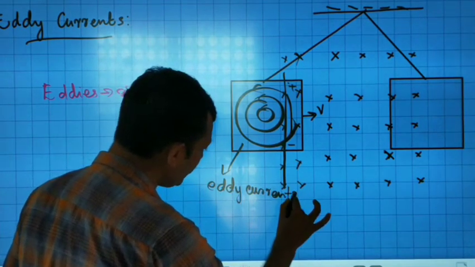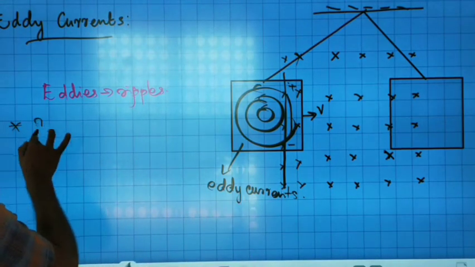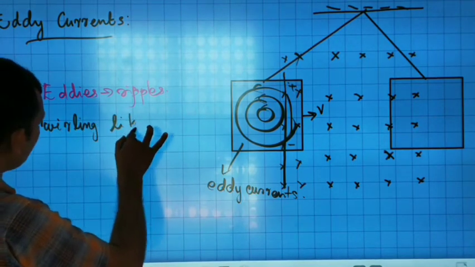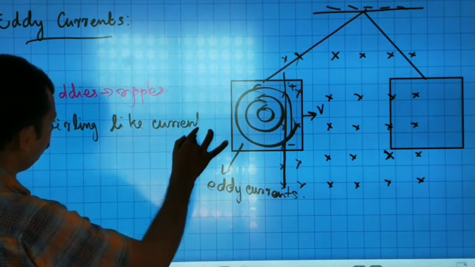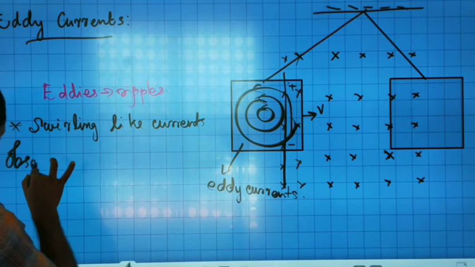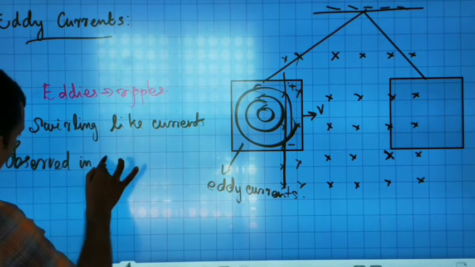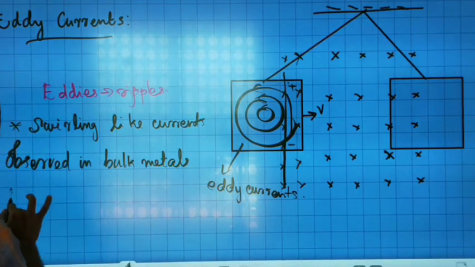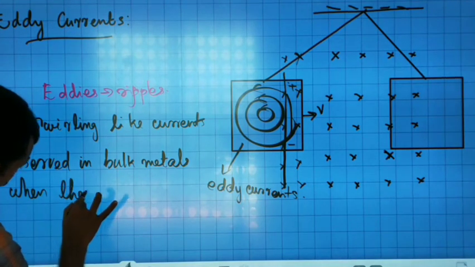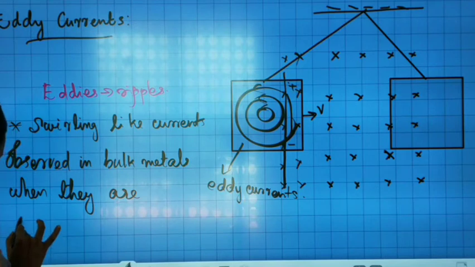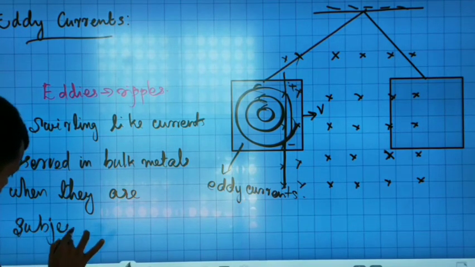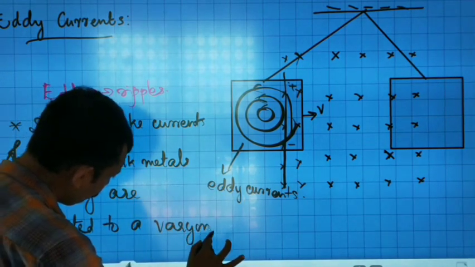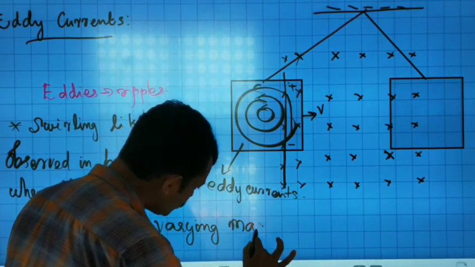So how will you define these eddy currents? Eddy currents are swirling currents observed in bulk metals when they are subjected to a varying magnetic force.